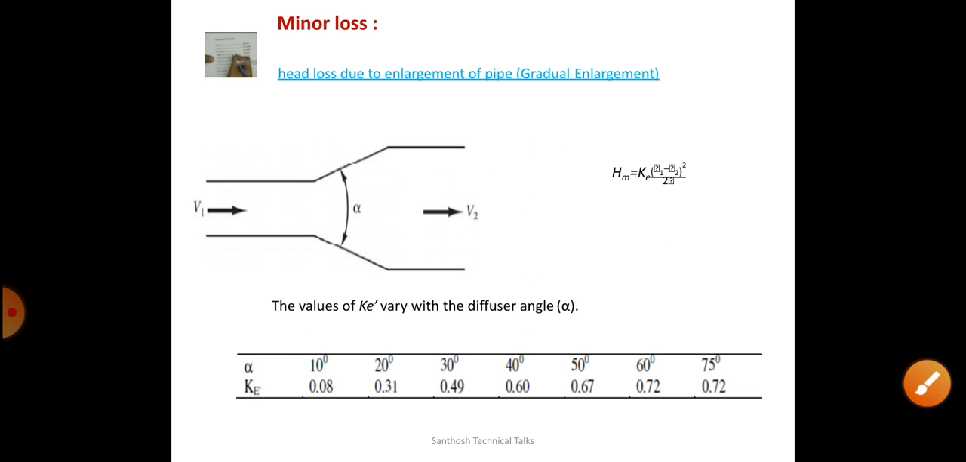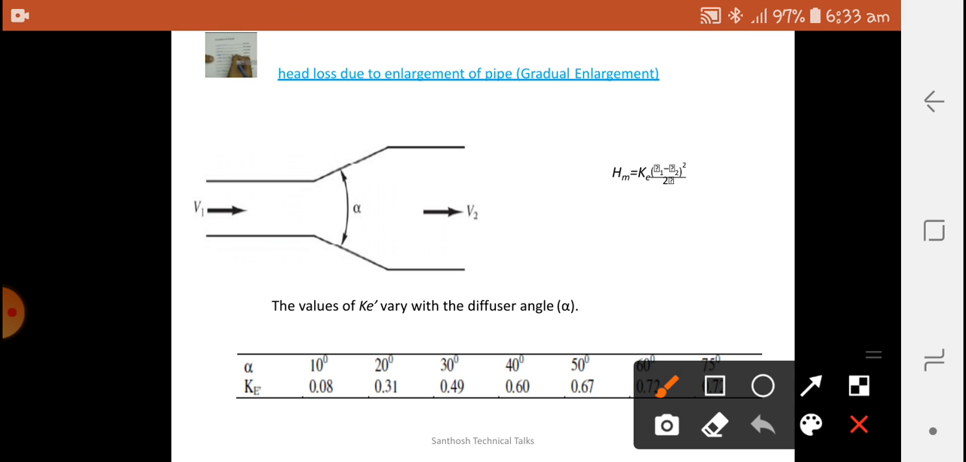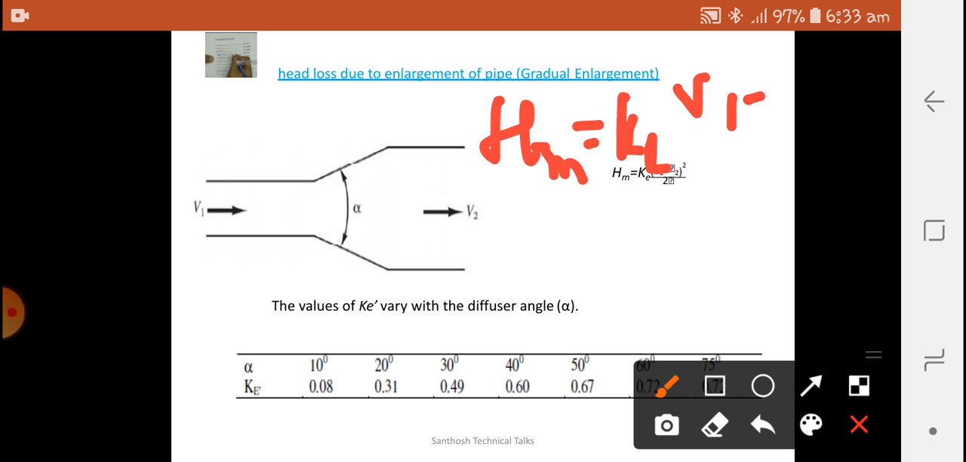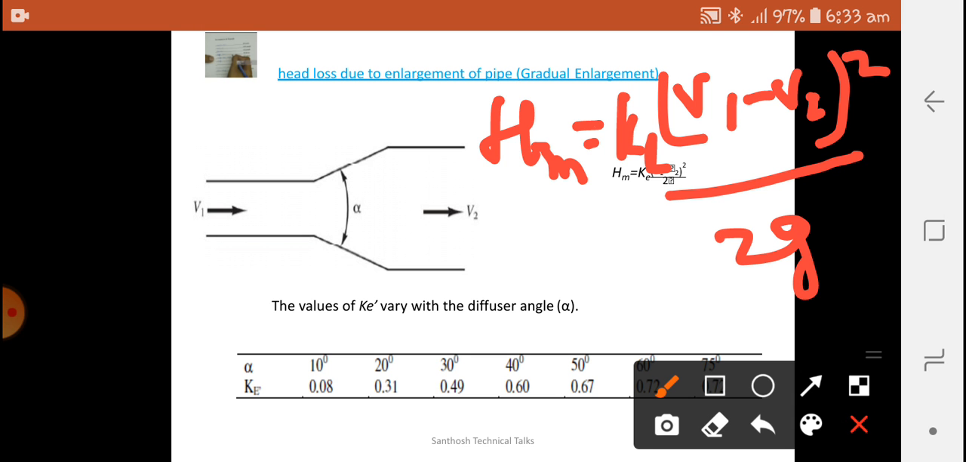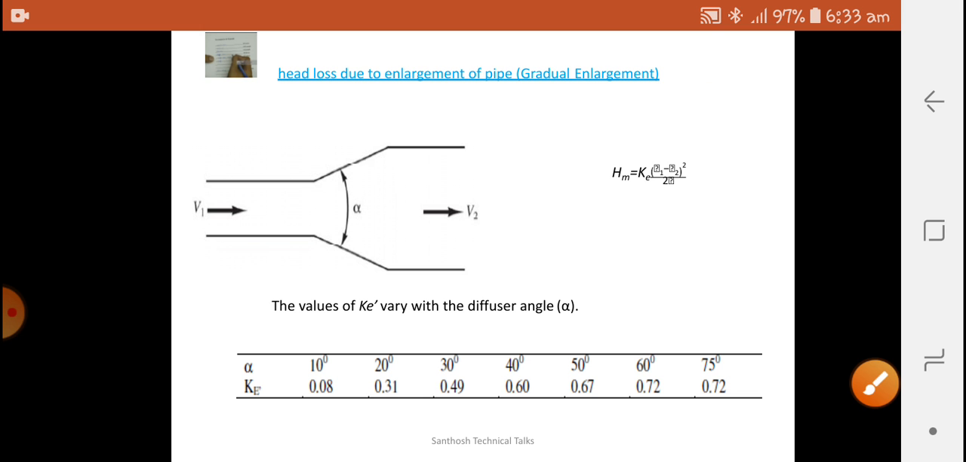And next is the gradual enlargement. The same thing for the gradual enlargement: Hm is equal to Ke into (V1 minus V2) the whole square divided by 2g, where the Ke varies with the diffuser angle. If the diffuser angle is, say, 10 degrees, the Ke value is 0.08. If it is 75 degrees, it is 0.72.